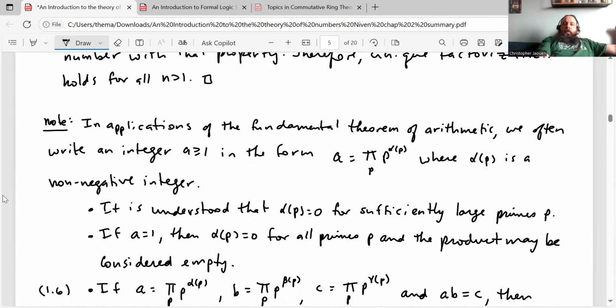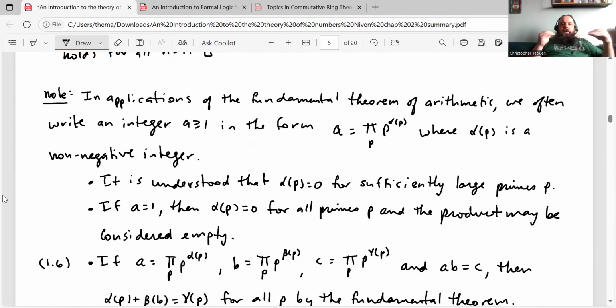Okay, and then we have a bunch of properties and comments about notation here, which is written sort of just in regular English. So I tried to break things down into a bunch of bullet points here. Hopefully, it's a little bit easier to wrap your head around all the statements that he makes here. He doesn't prove any of these; he just states them, and like I said, it's just some comments on some properties and some notation. So first, we'll start with this note in applications of the fundamental theorem of arithmetic.